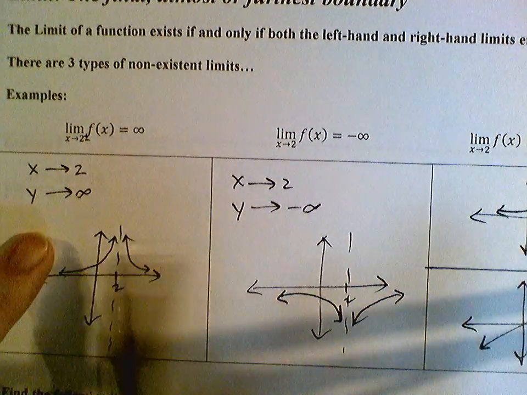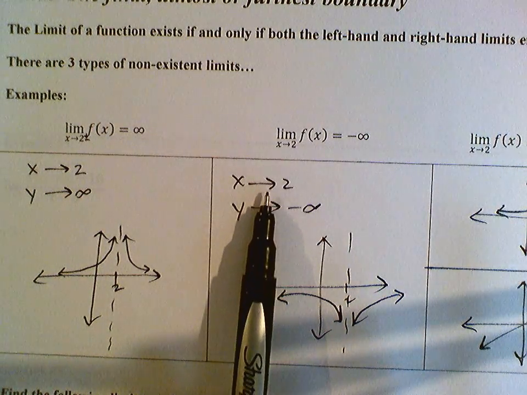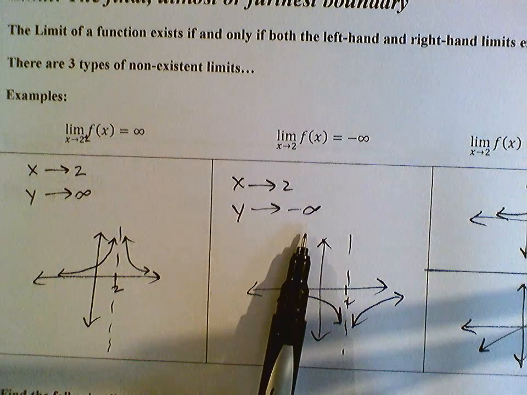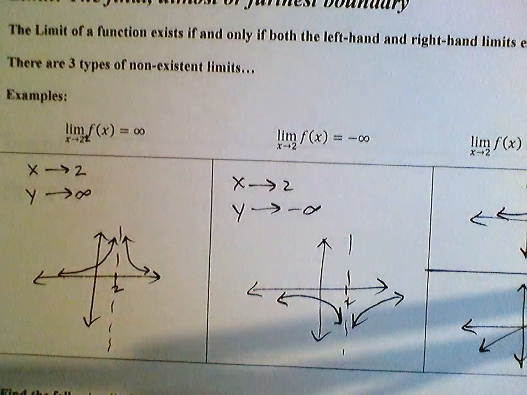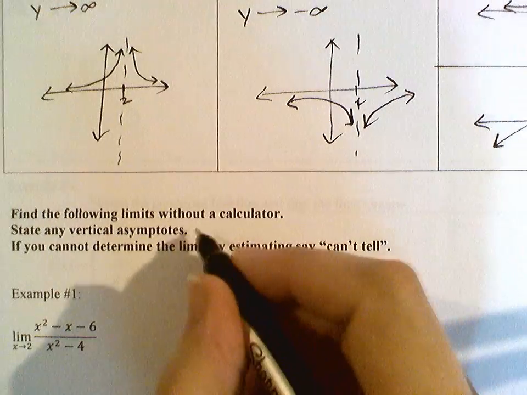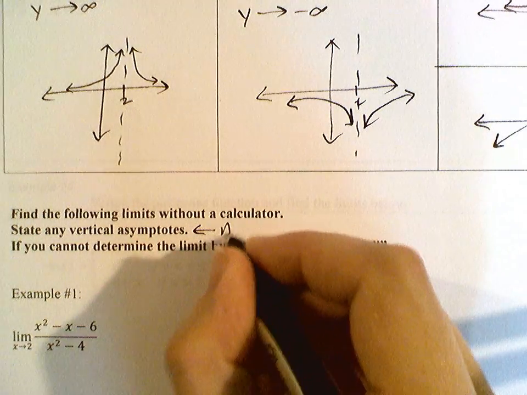A vertical asymptote is a situation like one of the first two, where x is approaching some finite actual number, but y is approaching positive or negative infinity. All right, so we're going to state any vertical asymptotes. And guys, I'm going to add something here. I'm going to say also draw a sketch.